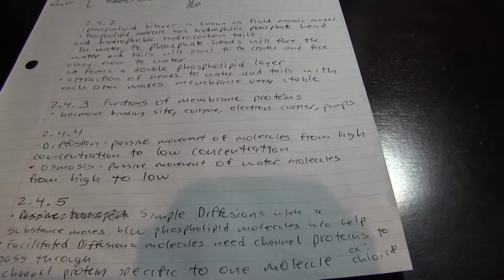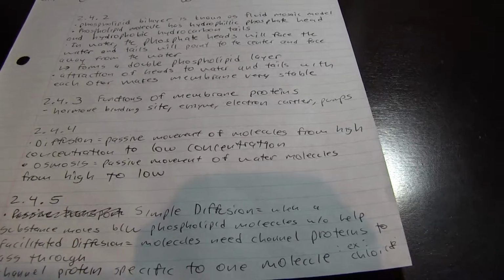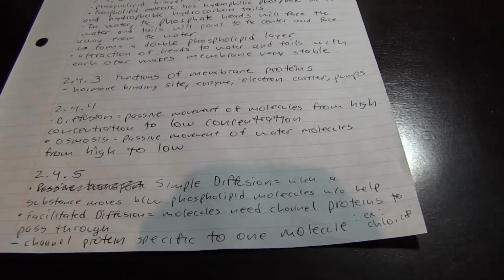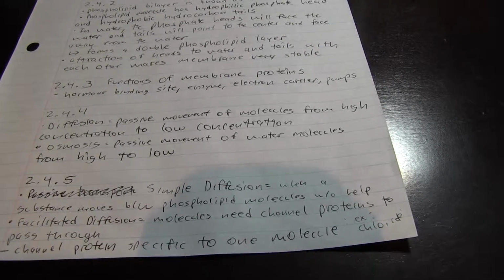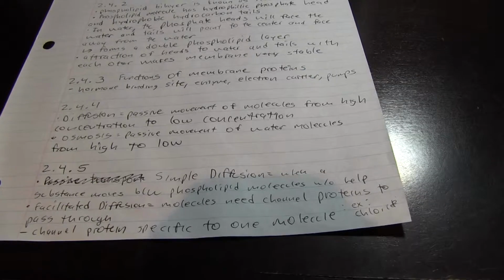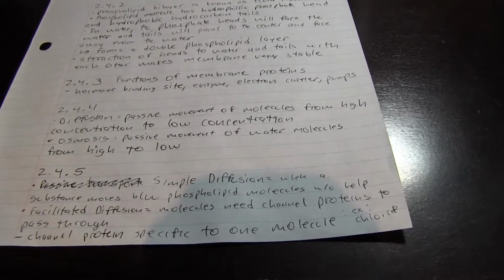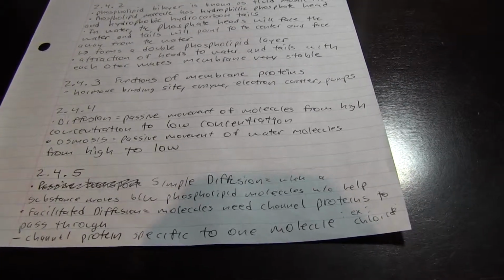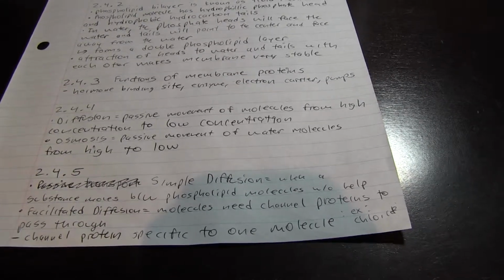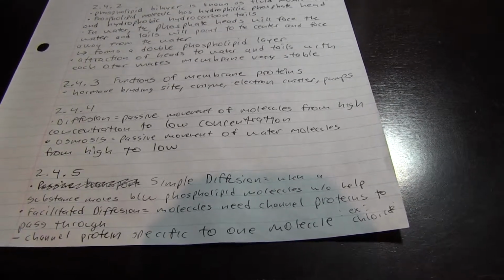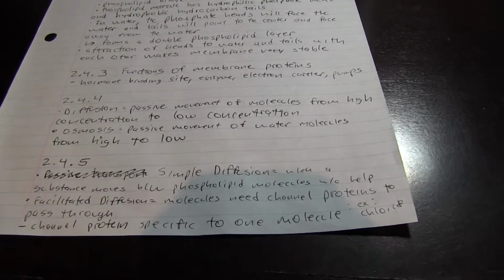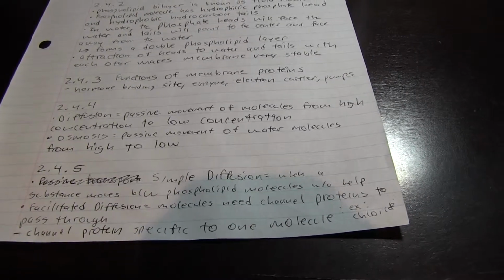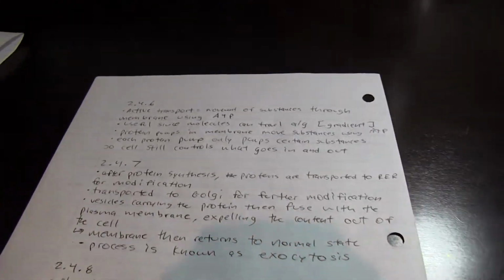2.4.5 says explain passive transport across membranes by simple diffusion and facilitated diffusion. So simple diffusion literally is simple diffusion. A substance moves between the phospholipid molecules without any help whatsoever. Usually those are lipids, and since it's a phospholipid bilayer, they'll just slide along it and go through. However, some molecules need channel proteins to pass through the membrane. That's facilitated diffusion. A channel protein is specific to one molecule, so it only allows a specific type of molecule to pass through. An example is chloride channels, which will allow chloride ions only to pass through and no other molecule.